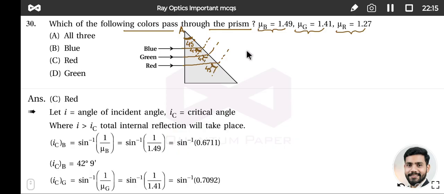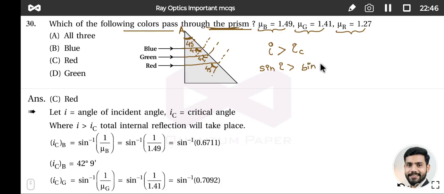Now if we want to find out which ray will pass through the prism, and which light won't pass through the prism, that means when TIR will happen, we'll see. If our angle of incidence I is greater than the critical angle, in that case TIR will happen. It will reflect in the same medium. So we'll find that condition first. If I apply sine on both sides, sine I must be greater than sine of the critical angle IC. So sine I, the incident angle, is 45 degree for all the rays.